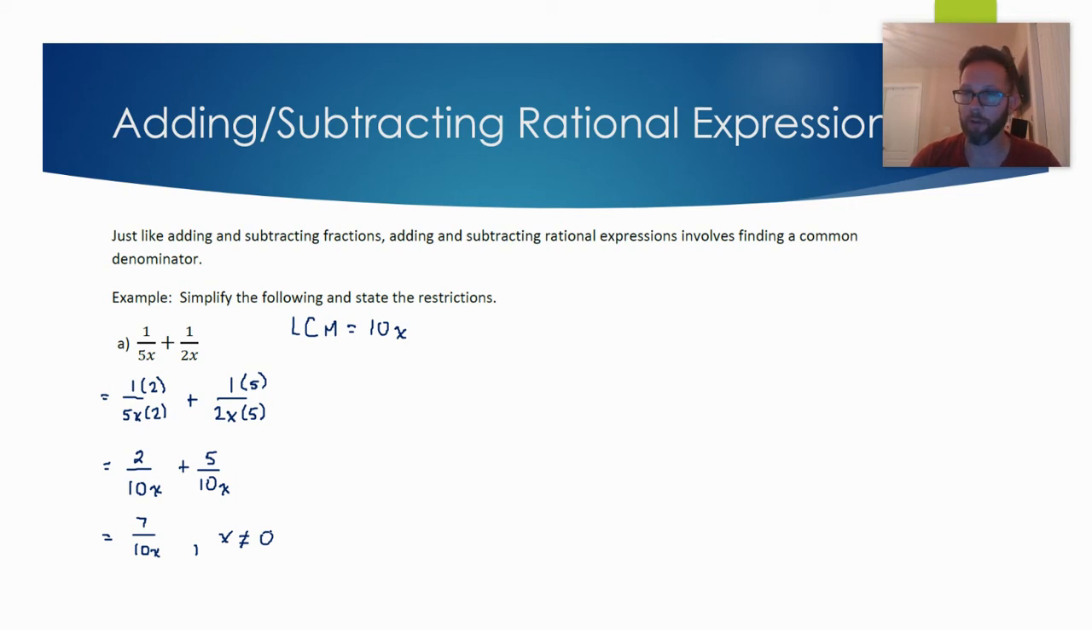So we've added our first rational expressions, and we've just used the skill of adding fractions together. We looked for a common denominator, a lowest common multiple. In this case, they each already had an x. So all I had to do was give the 5 a factor of 2 and the 2 a factor of 5 to get 10. Then I could add those together.